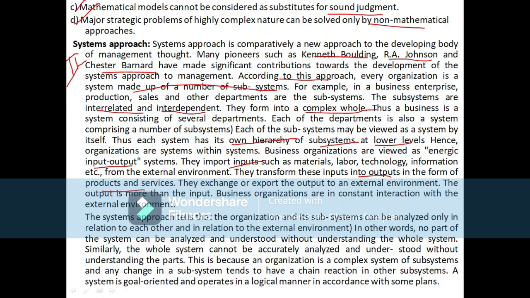This is because an organization is a complex system of subsystems, and any change in a subsystem tends to have a reaction in other subsystems. Therefore the various subsystems are interrelated and interdependent. They are arranged according to some scheme so that the whole is more than the sum of the parts or subsystems. For example, in a business enterprise, production, sales and other departments are the subsystems, as I said before. All these subsystems are functionally interacting and interdependent on each other. They are tied together into an organic whole through goals, authority flows, resource flows and so on. So systems approach means the whole system cannot be accurately analyzed and understood without understanding the subsystems.